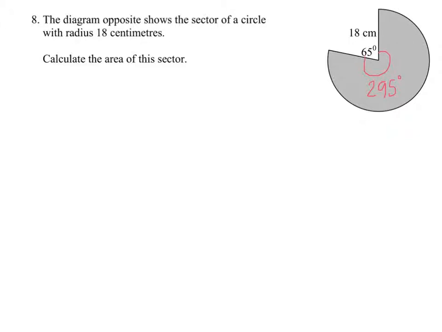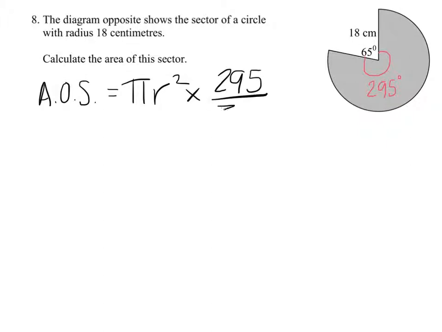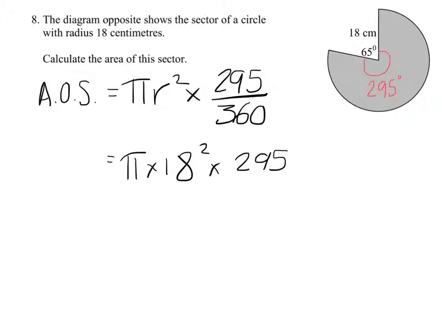Then we need to remember the formula for area of a sector. So AOS, area of sector, equals pi r squared multiplied by the angle, which is 295 over 360. The radius is 18 centimetres, so that's pi times 18 squared multiplied by 295 over 360.